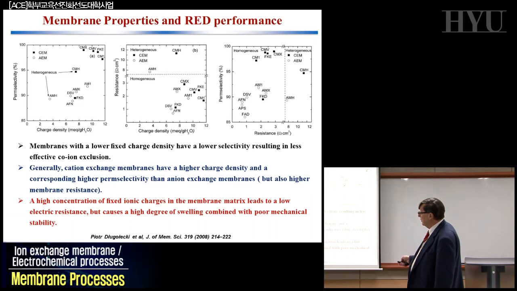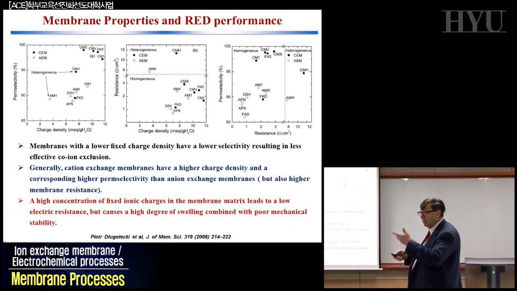In general, membranes with relatively low fixed charge density also have a lower selectivity, because the co-ion exclusion phenomenon is relatively less efficient, and we learned why. With the equation we wrote, if we have a relatively low charge density, the Donnan exclusion may not work as expected, because the solution you are working with can have a concentration similar to the charge density of the membrane.